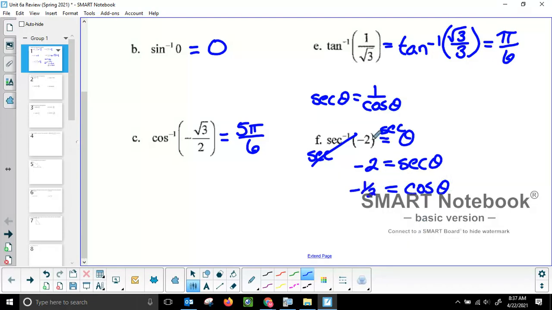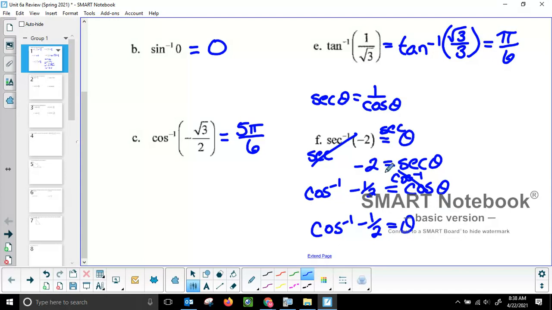All right, but again, I'm trying to get to this inverse trig problem here. So I want to undo my cosine. So I do inverse cosine of both sides. So those will cancel out. Now I have the inverse cosine of negative 1/2 is equal to theta, which is the angle I'm looking for.